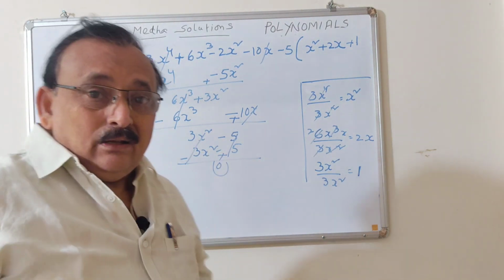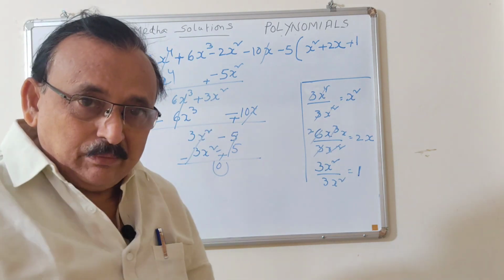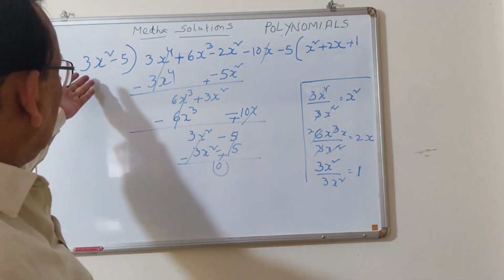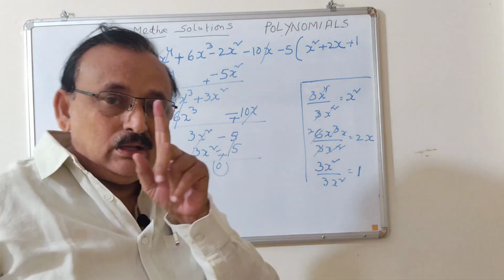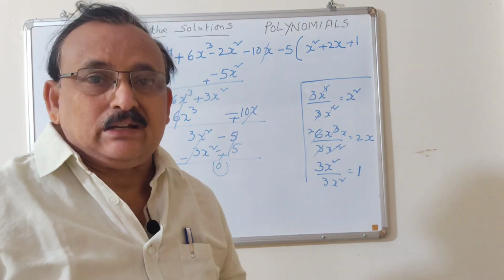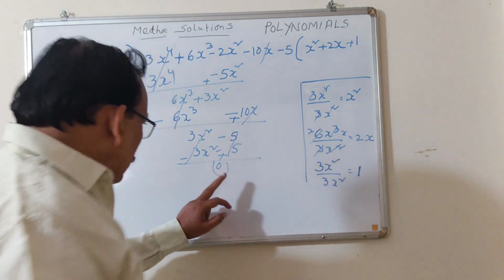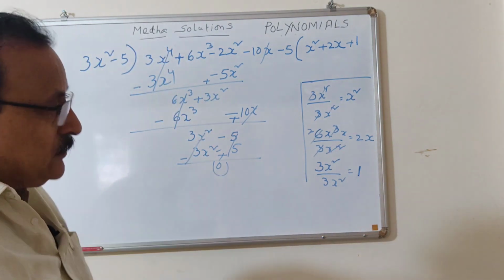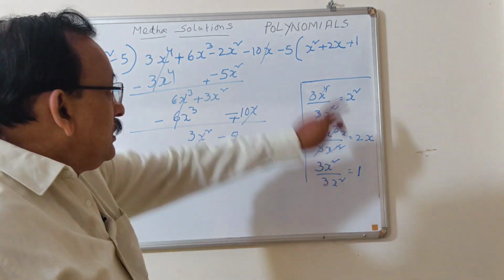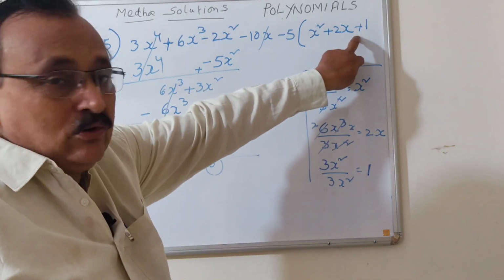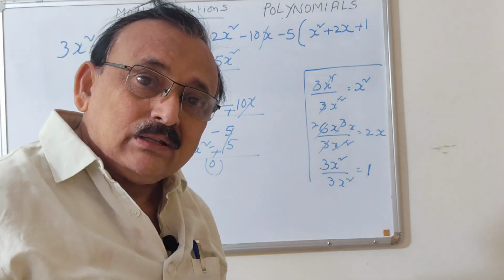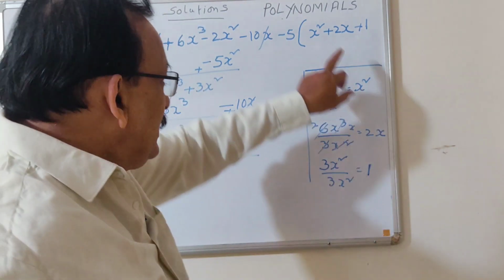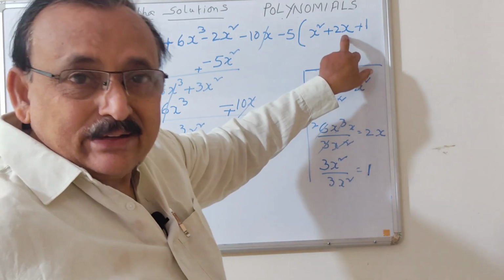See students, in this biquadratic polynomial, when we are dividing with this quadratic polynomial, we have to get the remainder 0. Then only you are doing it in a proper and correct way. So we have to get the value 0 here. Now we got x² plus 2x plus 1 as the quotient, and with this quotient we have to find the other two zeros by splitting the middle term.